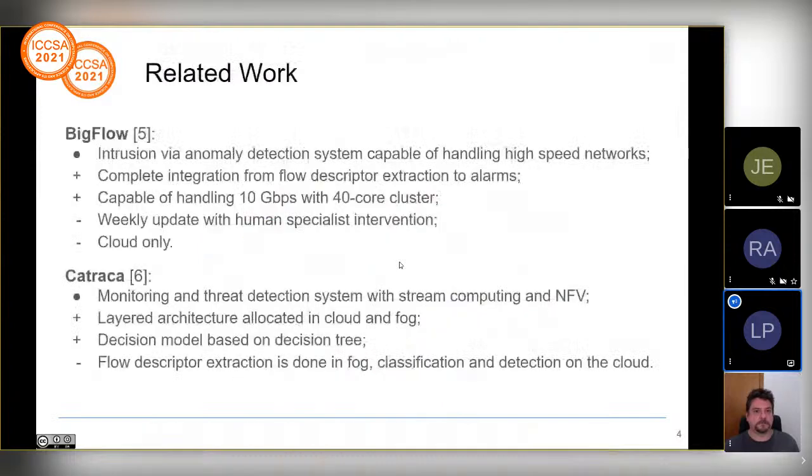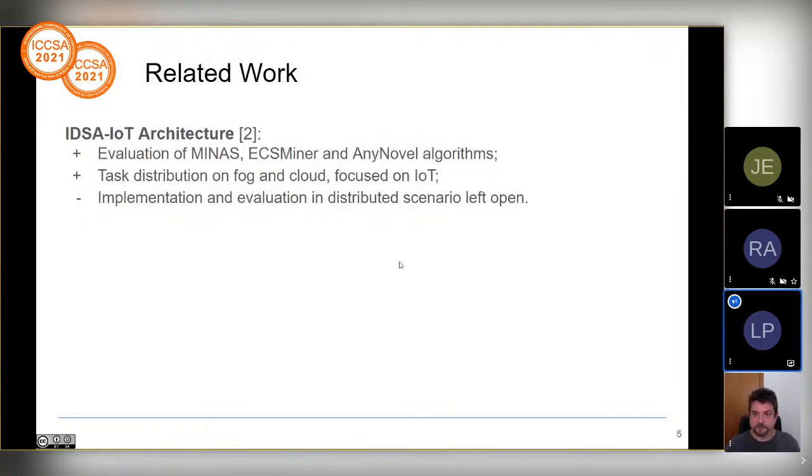source. Previous work on this subject includes BigFlow, a system that spans from network flow description extraction to alarm generation. However, this system requires external updates and is cloud only. Another inspiring work is Catraca. It also handles flow extraction to alarm generation, and by using network virtualization functions, can run probes in the fog. However, detection is done in the cloud. Another approach is the IDSA IoT architecture, where 3 novelty detection algorithms are evaluated in a fog and IoT context. However, this architecture does not implement a full system, handling large data.